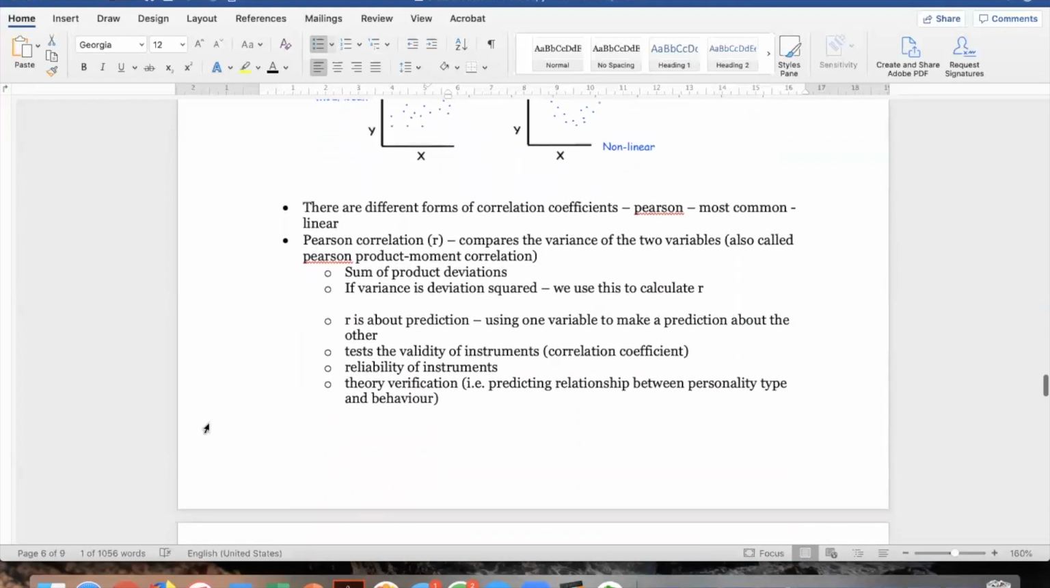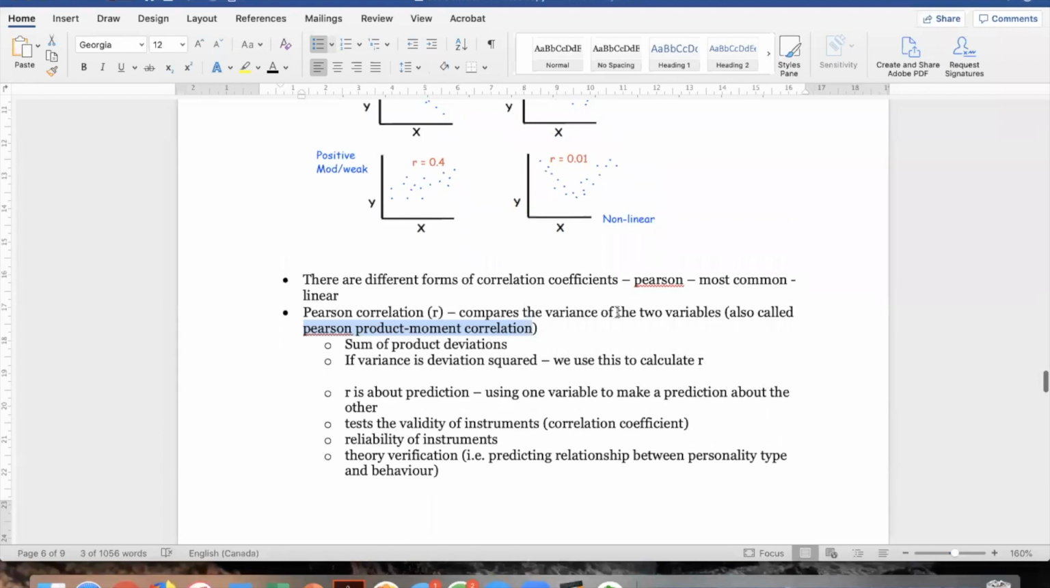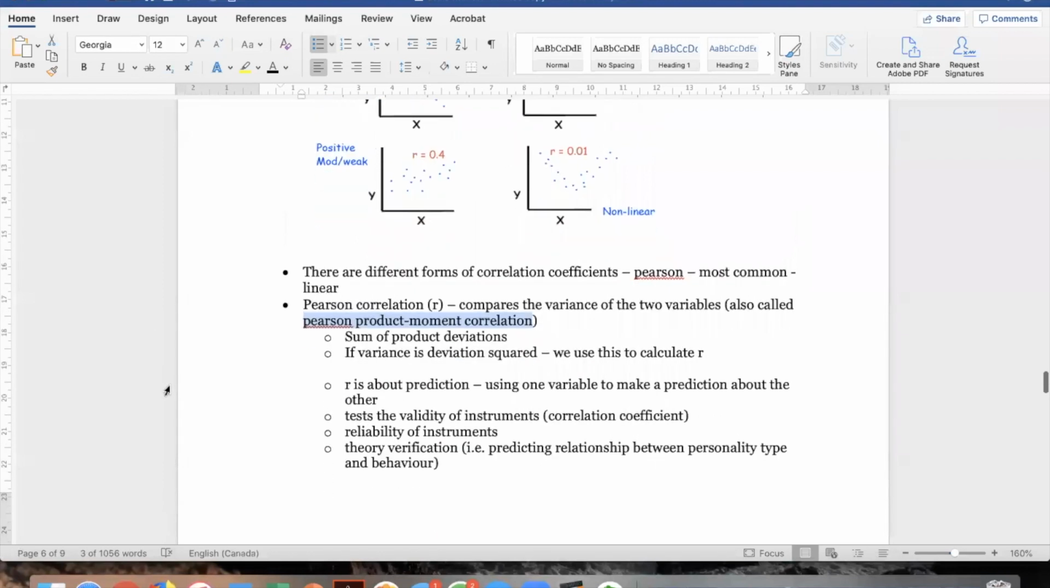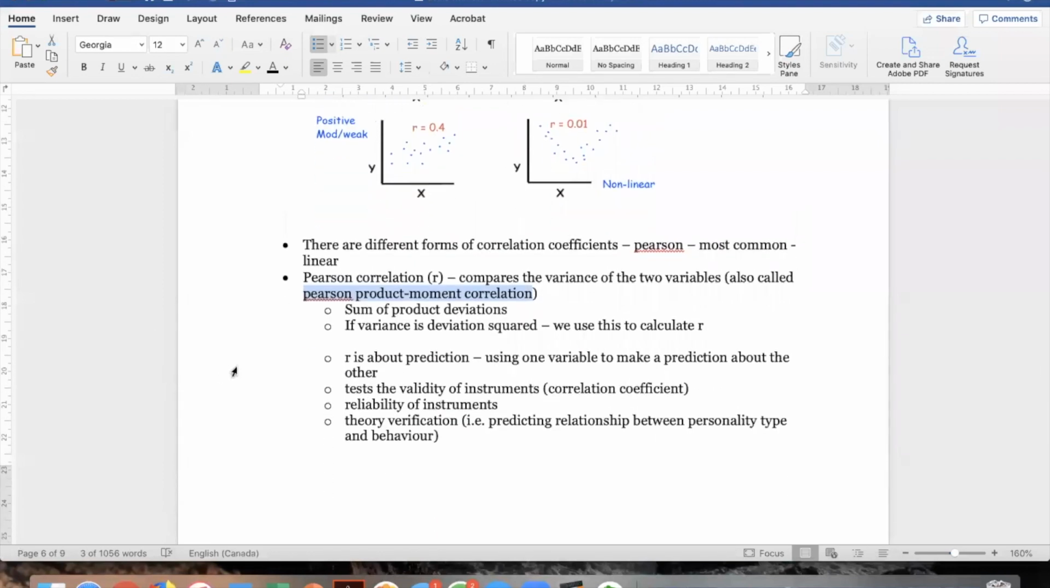There we go. There's the Pearson. Okay. So there are different forms of correlation coefficients. The Pearson R is the most common. It's a linear correlation. It compares the variance of the two variables. Don't worry about the fact that it's also called the Pearson product, blah, blah, blah. So here's the variance of the two variables, which is what you're looking at here. This is just the variance, where they're all landing, right? I don't think you need to know any of this stuff. I don't want to overload you.